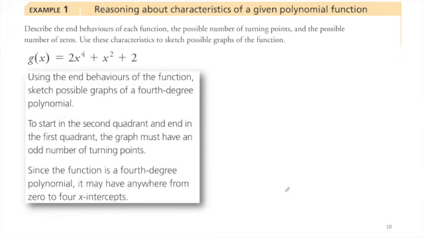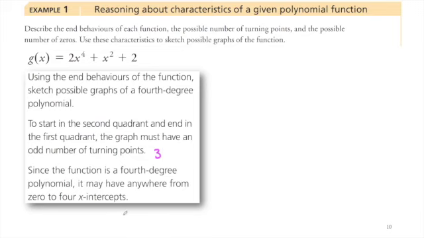So using your end behaviors of the function, we can sketch possible graphs of a 4th degree. We're going to start in our second quadrant and end in our first quadrant because it's going to have to point up. Okay, so the graph must have an odd number of turning points, so 3 turning points, as we already said. And since the function is 4th degree, it may have anywhere from 0 to 4 x-intercepts, which I just said on the previous slide as well.